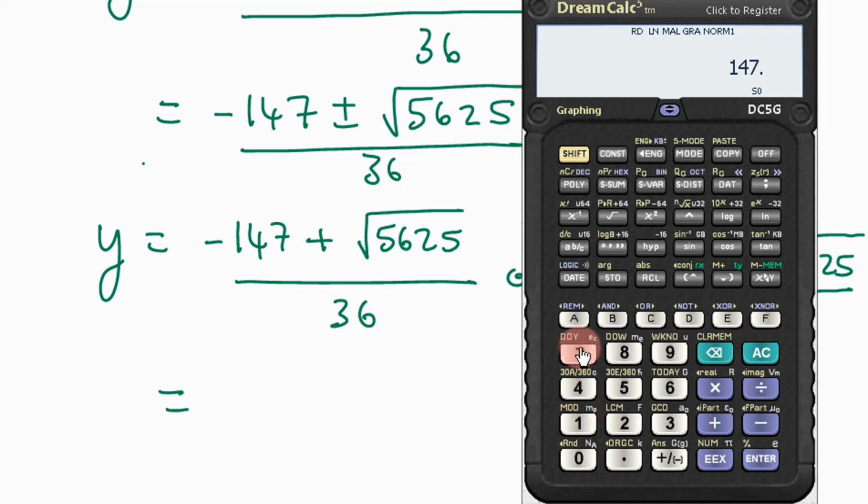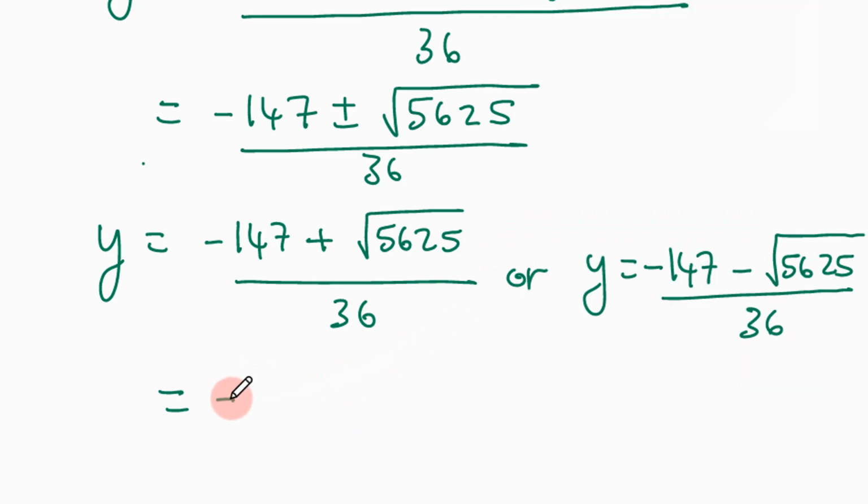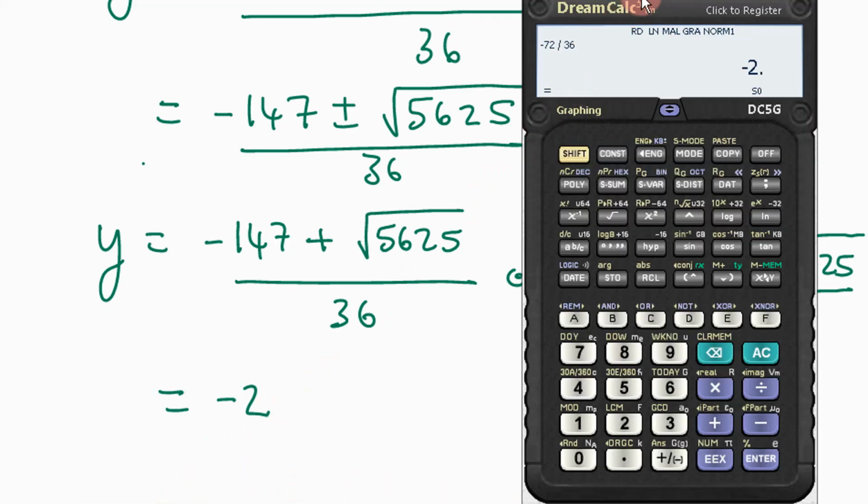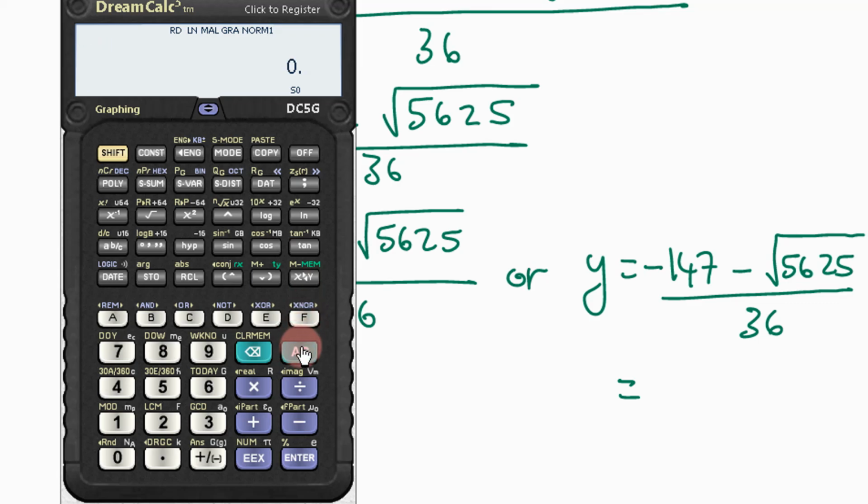So negative 147 plus the square root of 5625 divided by 36. And we see it comes to negative 2. Then we also have negative 147 minus the square root of 5625 divided by 36. And it comes to negative 6.17.